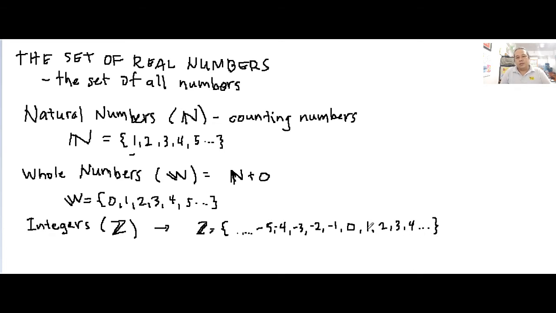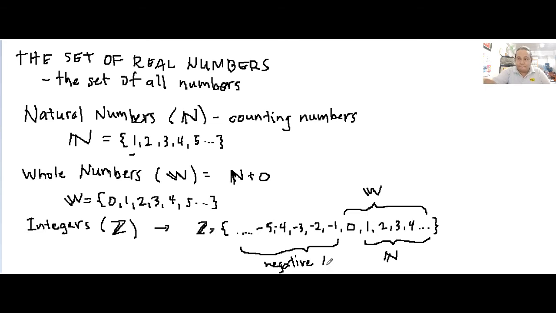So you could notice that from here up to here, this is just your set of whole numbers. And then from here up to infinity is your set of counting numbers or the set of natural numbers. And then here, up to negative infinity are just the negative counterparts of your natural numbers or counting numbers.